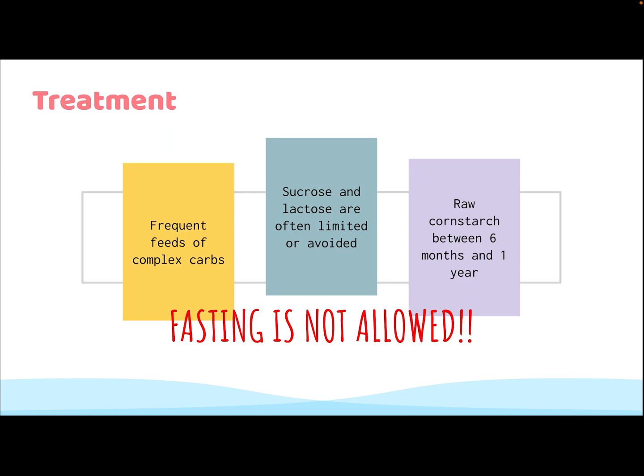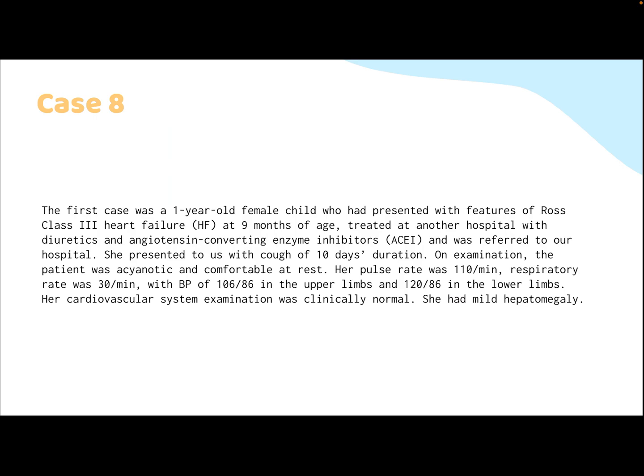في الأخير نحن ما حنقدر حتى نتعامل مع هذا، نتعامل مع الجلايكوجين، we just keep building up the glycogen in the body. Raw cornstarch between 6 months and 1 year of age should be given for those individuals. So العلاج, there is no cure, just control the diet. That's Von Gierke disease. Moving on to case 8.